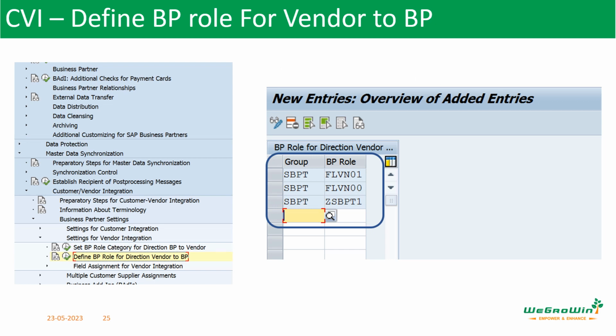To group together different business partner roles into a business partner group, the menu path is shown here. Here, the business partner group SBBT is assigned to three different business partner roles, that is FLVN01, FLVN00, and ZSBPT1.